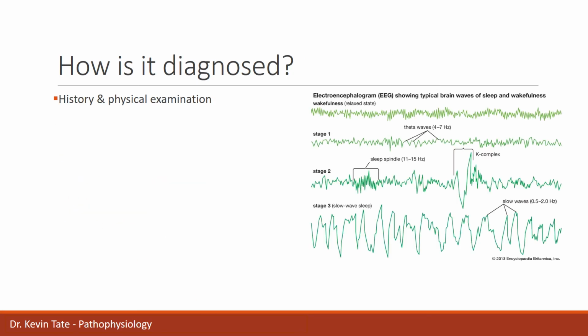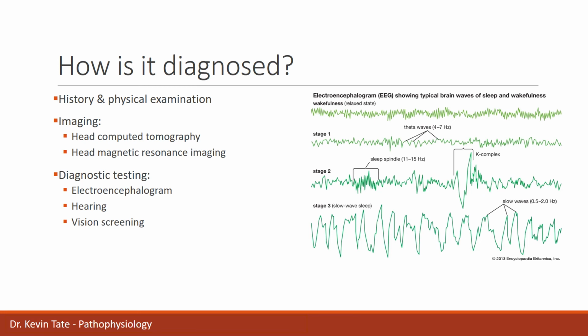So how are we going to diagnose cerebral palsy? We're going to do a history and physical examination, looking for any of these manifestations that would give us an idea, and we're going to know fairly early in life if cerebral palsy is present or not. We're going to do head imaging, so specifically a CT scan or an MRI. This is going to allow us to visualize any kind of damage to the brain.